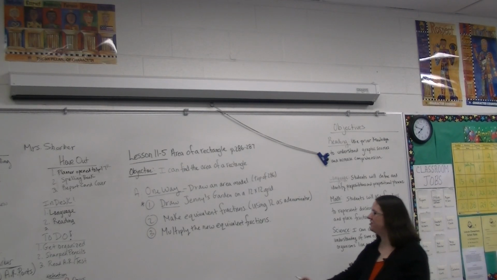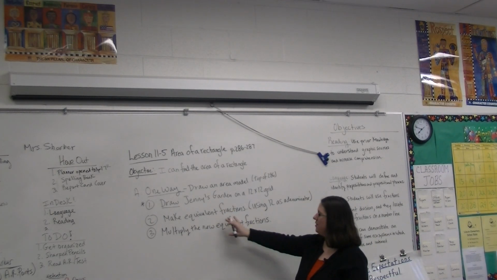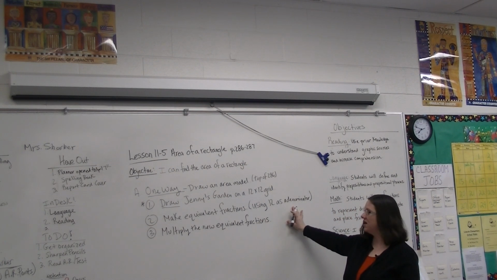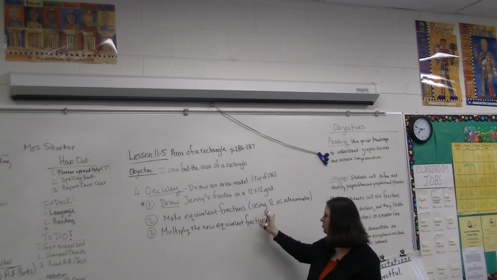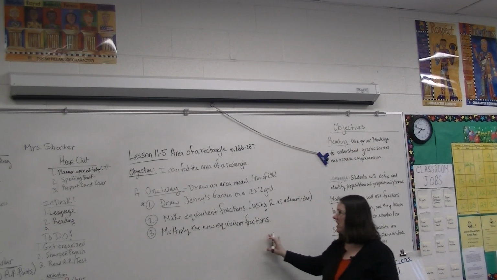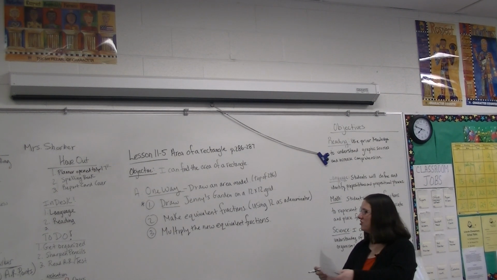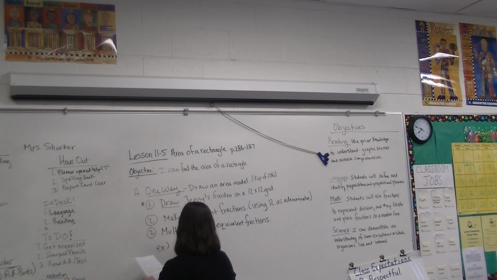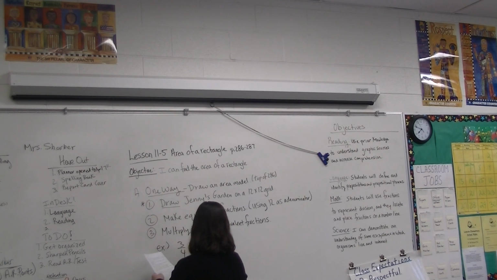So now we have our steps. To draw a grid, make your equivalent fractions using the least common multiple of the denominators, which was 12 in this case, and multiply the new equivalent fractions. So let's put that example down in our notes from your book. So we had 3/4 is equal to 9/12, and 2/3 was equal to 8/12.